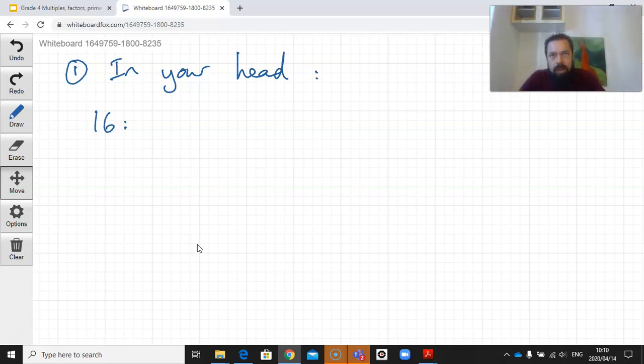So I'm going to go, well, does 1 fit into 16? Yes, 1 fits into everything. So 1 is a factor of 16. Does 2 fit in? And then I'll check in my head, 2, 4, 6, 8, 10, 12, 14, 16. Yes, 2 fits in. So 2 is a factor of 16. What about 3? 3, 6, 9, 12, 15, 18. Nope, 3 doesn't fit in exactly. Let's try 4. 4, 8, 12, 16. Yep, 4 fits in exactly.